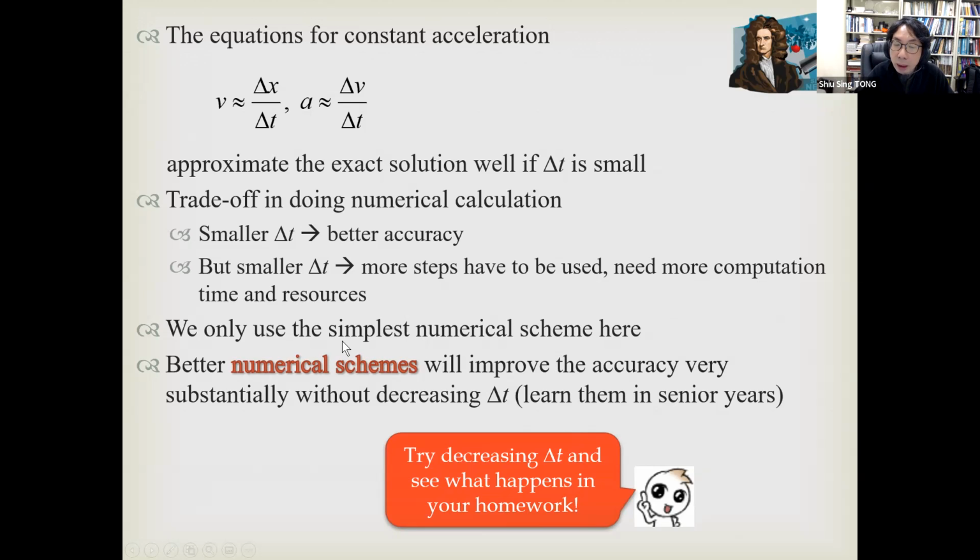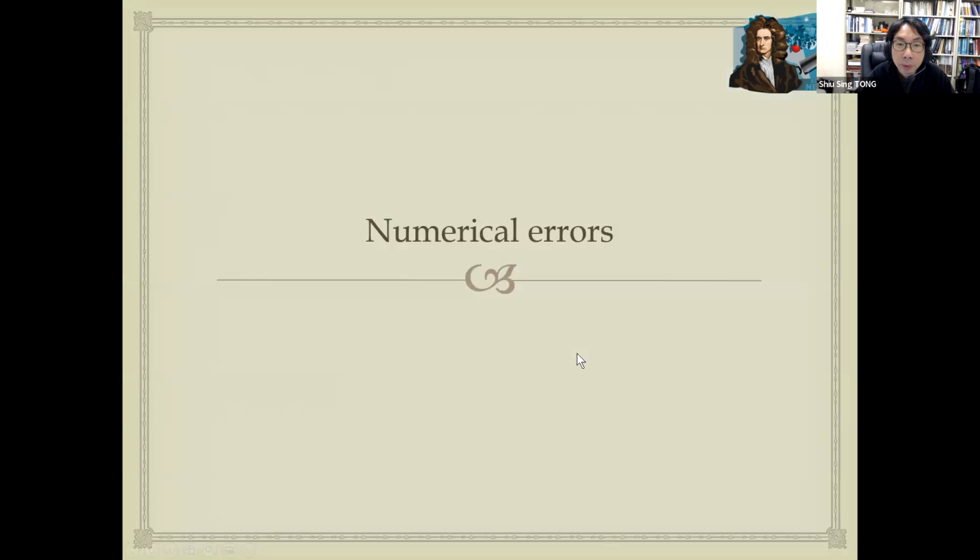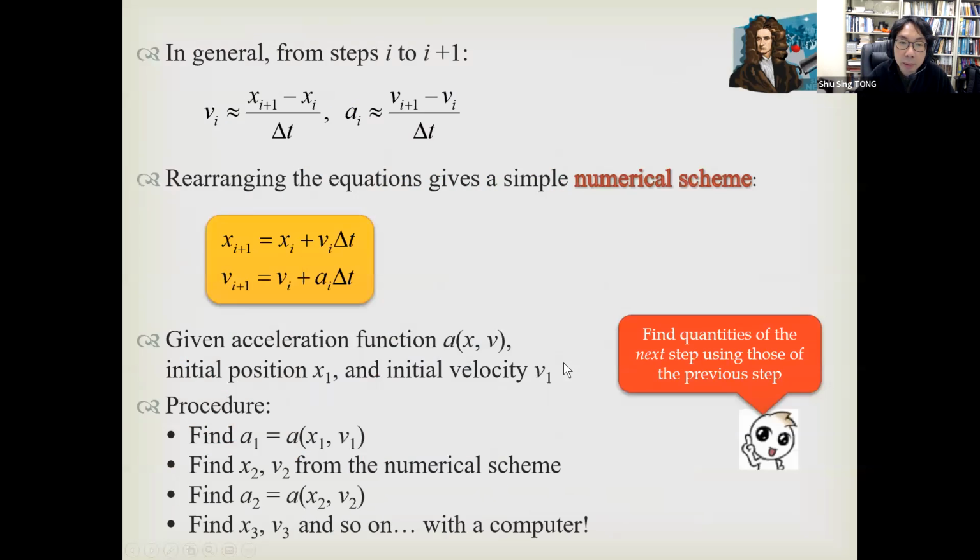Now, we have actually introduced to you the simplest numerical scheme. Let's go back a little bit. We use the quantities x, v, and a at time t_i, and use these two formulas to calculate the quantities x, v, and a at time t_(i+1). So in advancing one step forward, we are relying on this numerical scheme.